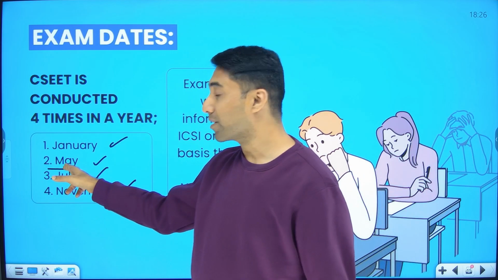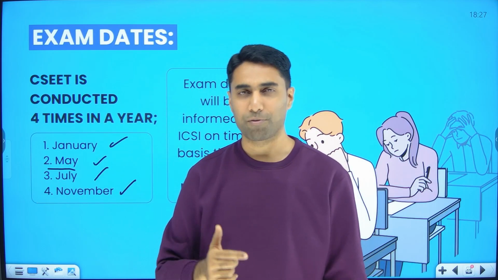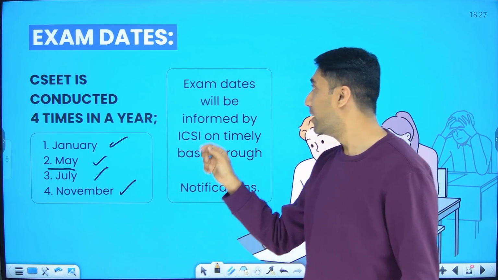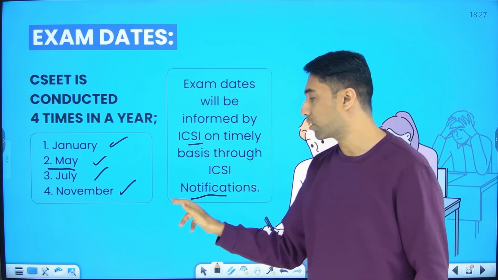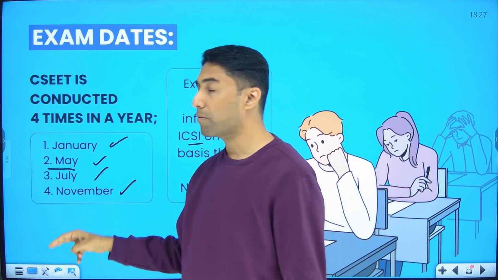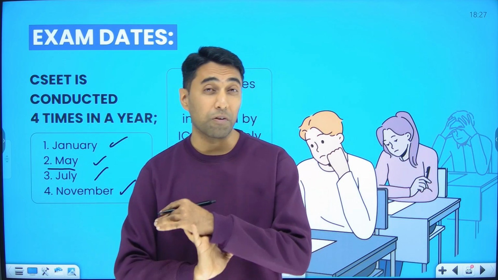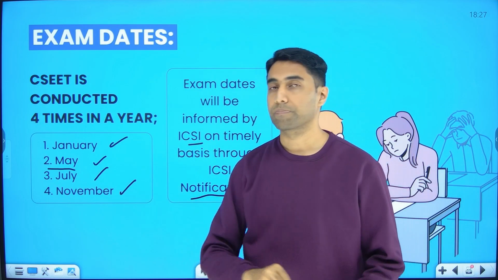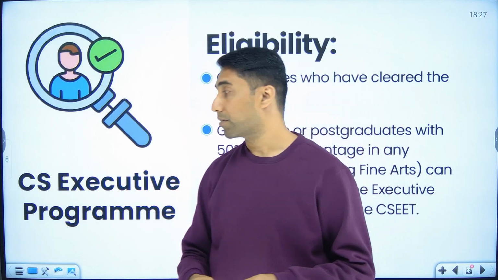And the same year, if you've written in May, in December of that year, you can write CS Executive. Of course, you need to prepare. You have to study lots, but you can write. That is the important thing. Exam dates will be informed by ICSI on a timely basis by notifications. But one thing is for sure, it happens January, May, July, November every year, 4 times. So you can take any of these, and if you are very unlucky and if you fail, which I really doubt, in the next you can write. Okay, that is what you need to understand.